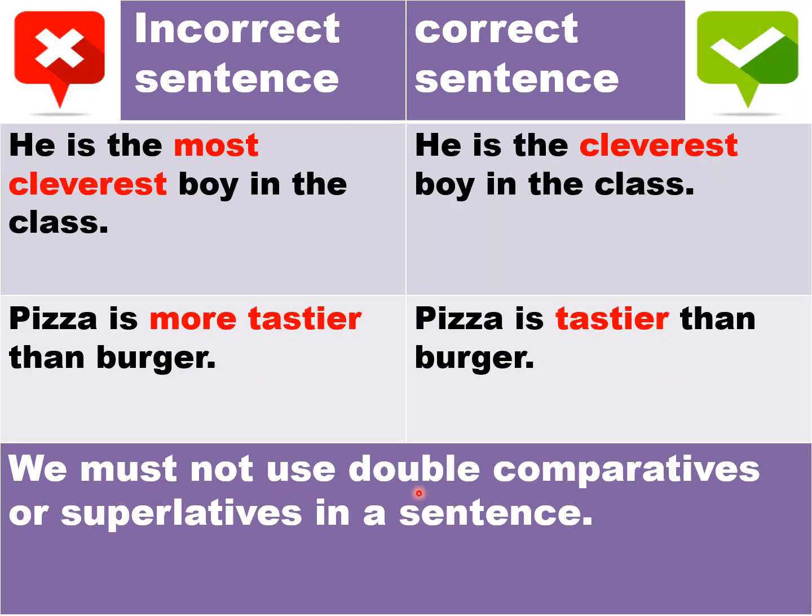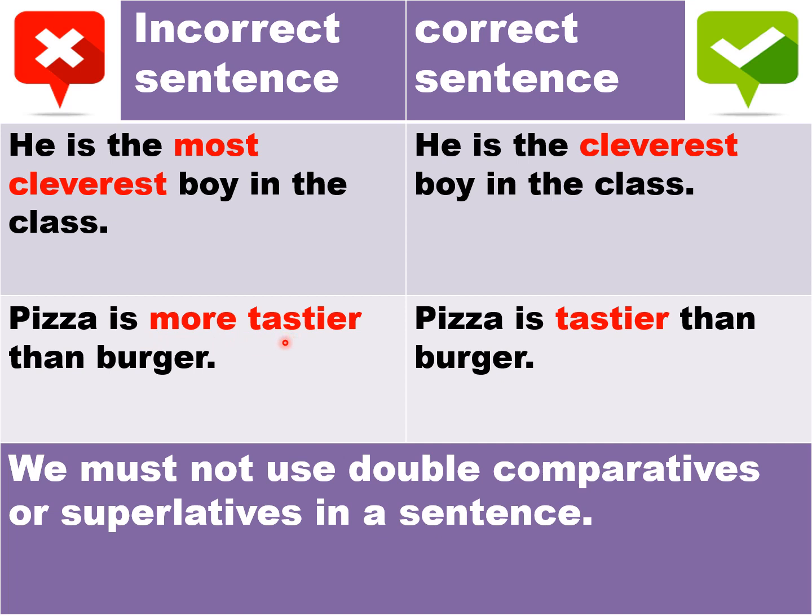We must not use double comparatives or double superlatives in a sentence. He is the most cleverest boy in the class. Most is one superlative and cleverest is another superlative. We must not use like that. Instead of that, we must use cleverest only. He is the cleverest boy in the class.